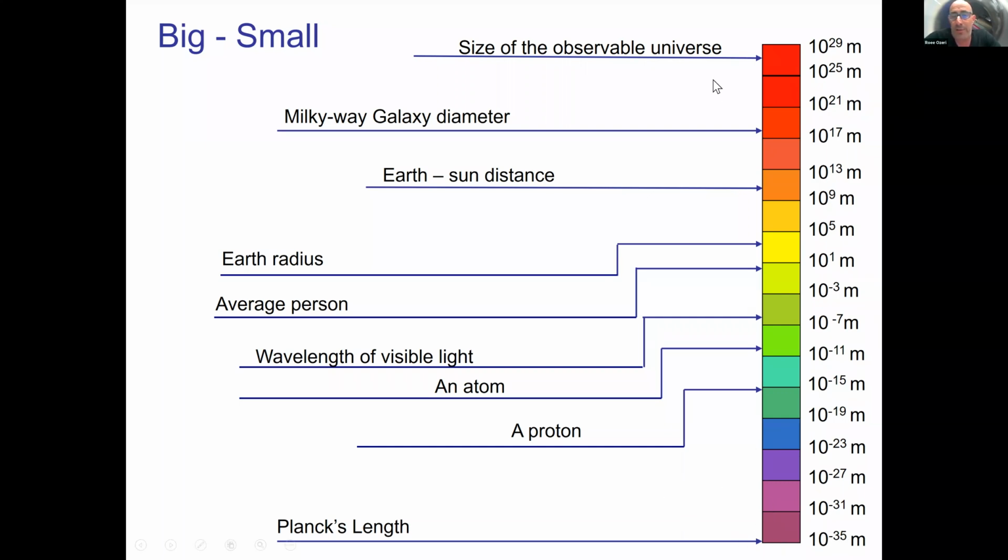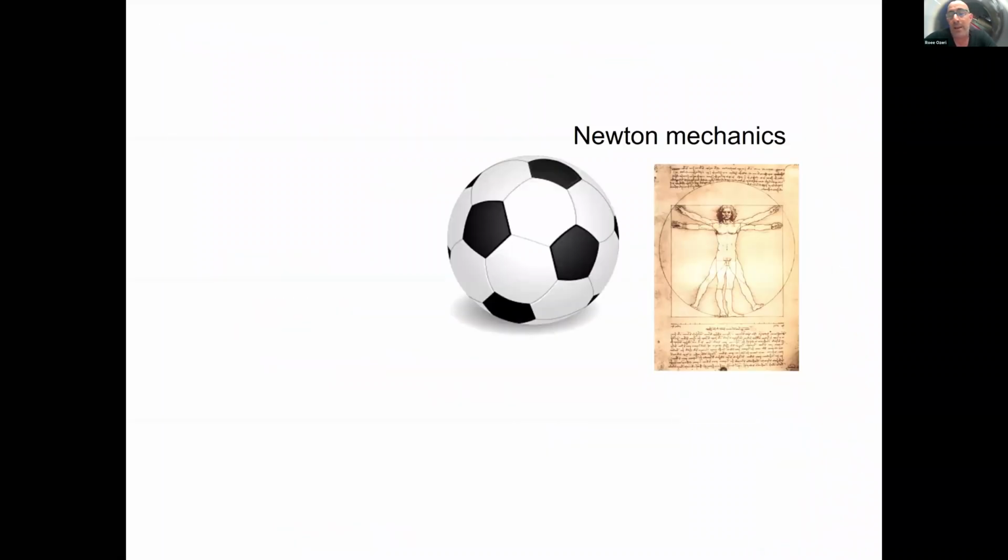So if I look at the different scales in the universe, I have almost 70 orders of magnitude. So if you like, one with 70 zeros behind it, of phenomena with different sizes in the universe. So if I'm looking for a single physical theory that would describe all these phenomena, it's a very difficult task. And in fact, we have failed to do so.